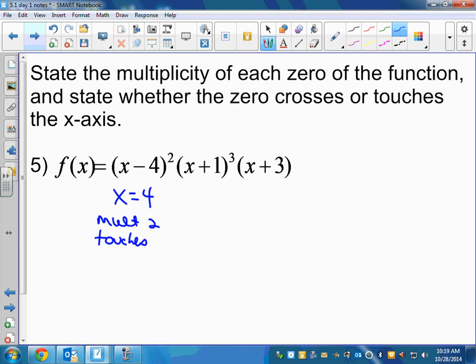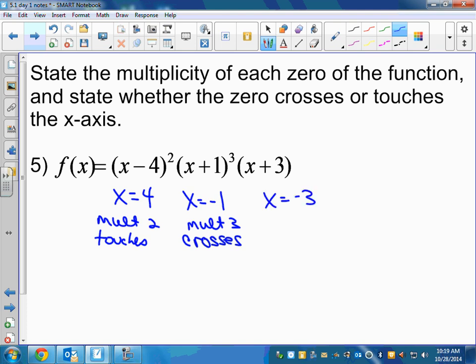What about this one? What would the 0 of this be? What makes this go to 0? Negative 1. What's its multiplicity? 3. And since that's an odd number, does it touch or does it cross? What about x plus 3? So that would be -3.